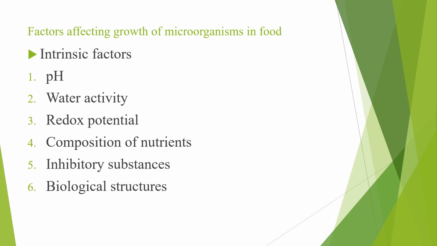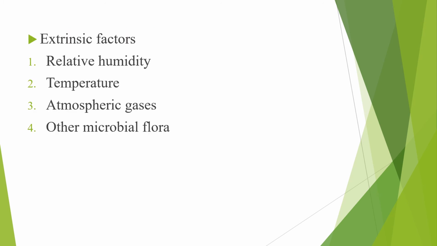Next are the biological structures. Mostly the fruits have some external layer, and there is the skin of the meat, and the shell of the egg, etc. These are some common biological structures present in the food items which will interfere with the entrance of the microorganism to the food items. So these are all the internal or the intrinsic factors that influence the entrance, growth, and survival of a microorganism in a food item.